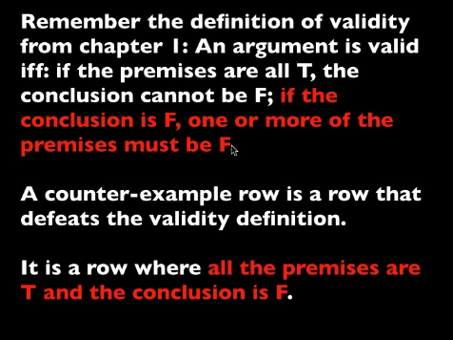Okay? But again, if there's a counterexample row, that's a row where, yeah, the conclusion is false, but all the premises are also true. Okay? So if there's a counterexample row, this definition isn't satisfied. So that's why we can use joint implication to determine argument validity. Okay? Let's do a few more examples.